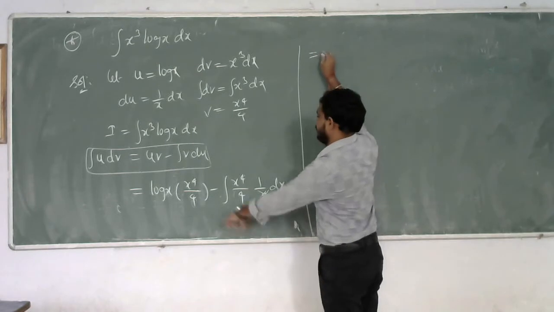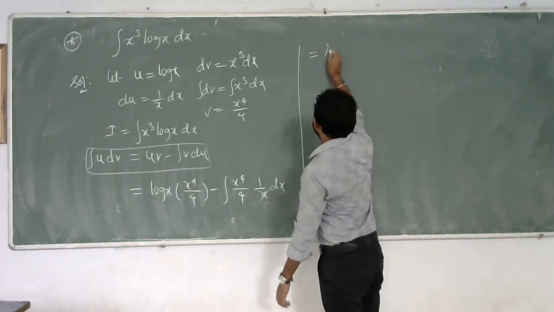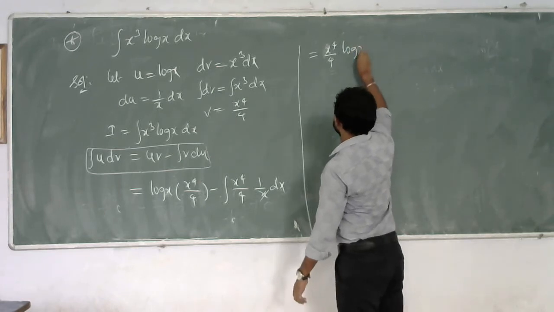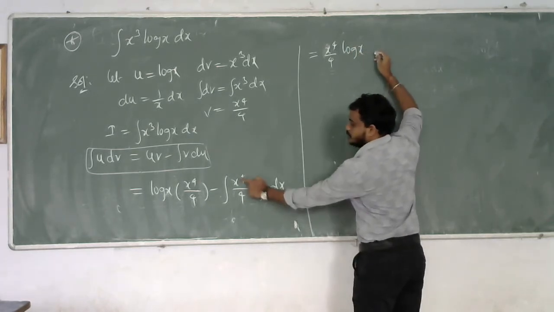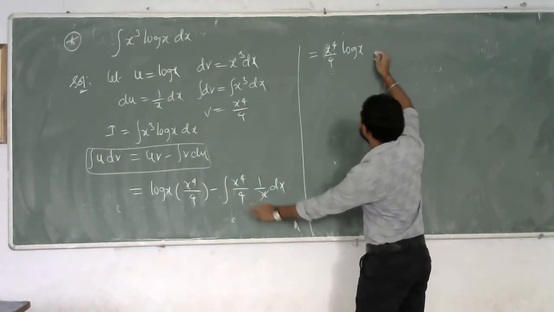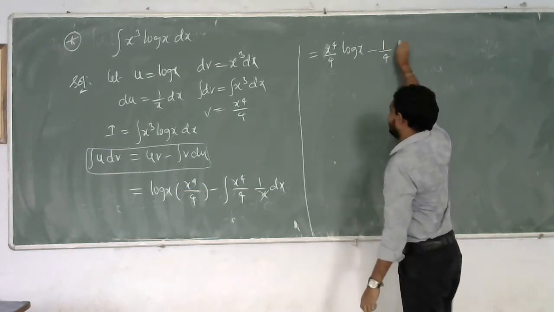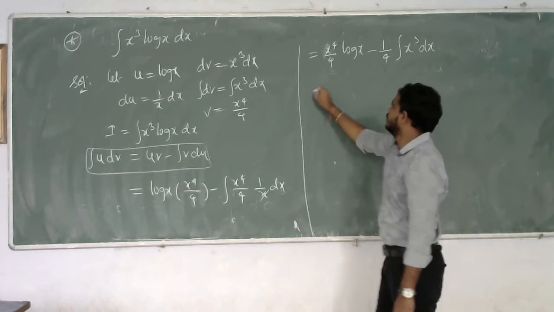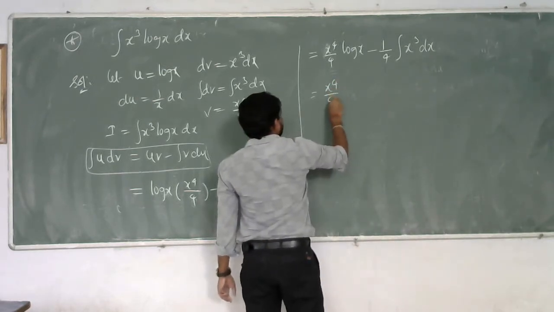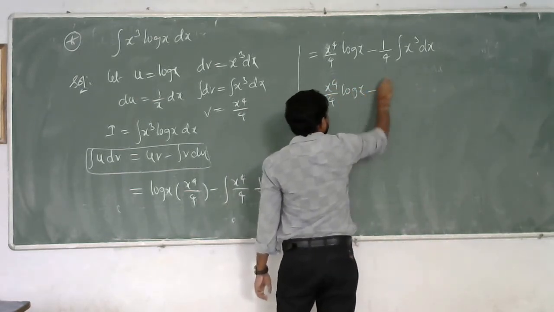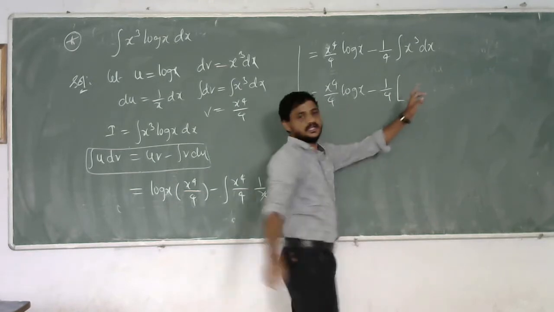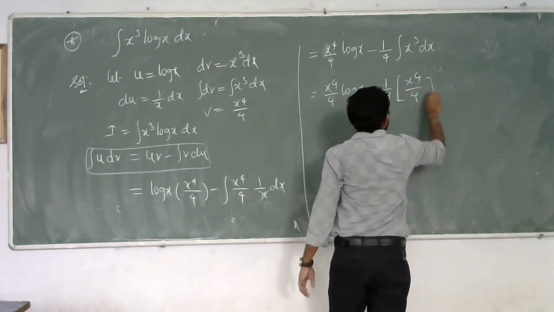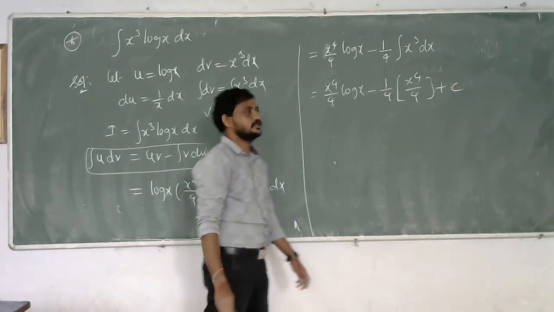Then write this value x to the power of 4 by 4 into log x. Then here you will get x cube and minus 1 by 4 outside. So minus 1 by 4 into integral x cube into dx. So x to the power of 4 by 4 into log x minus 1 by 4 into integral of x cube is x to the power of 4 by 4 plus constant of integration c.